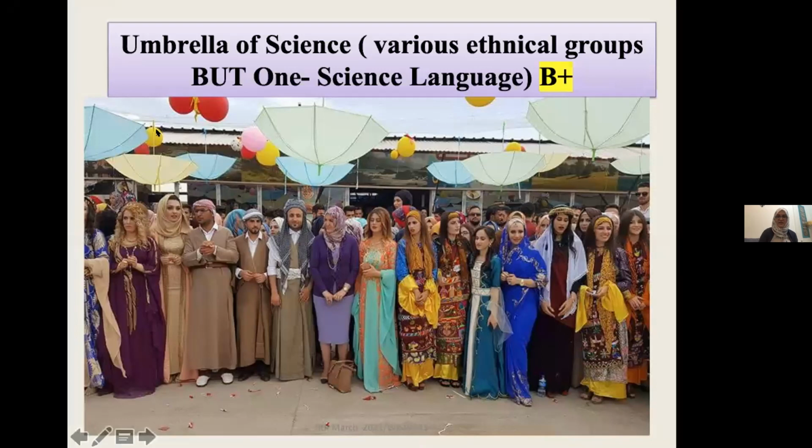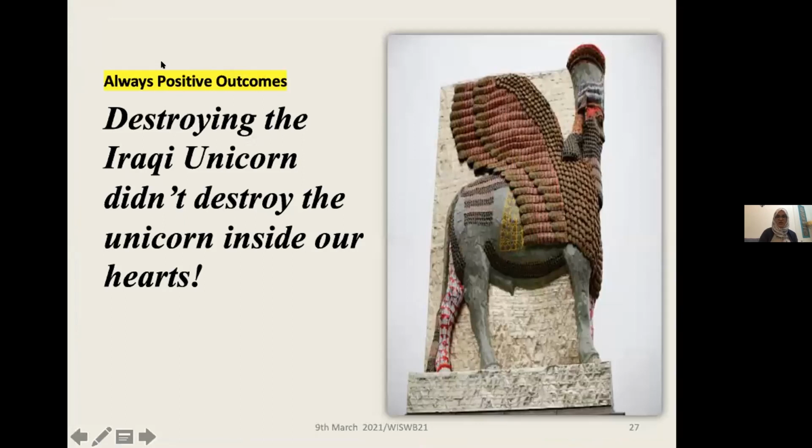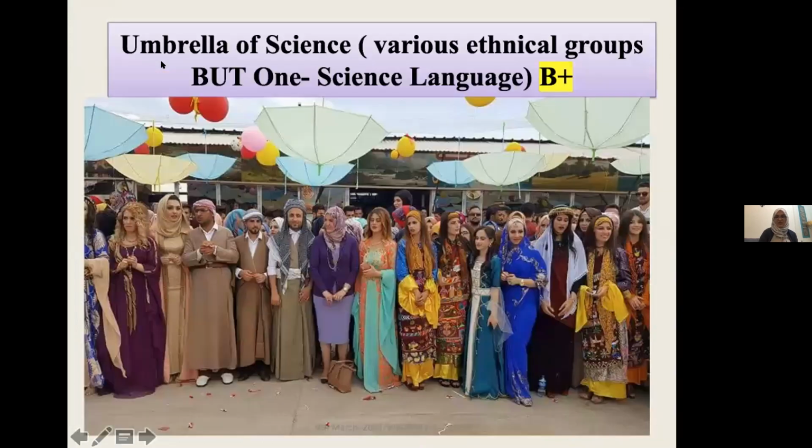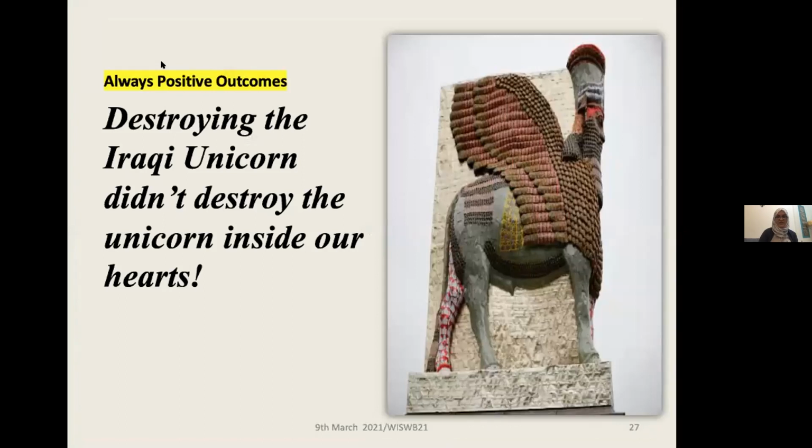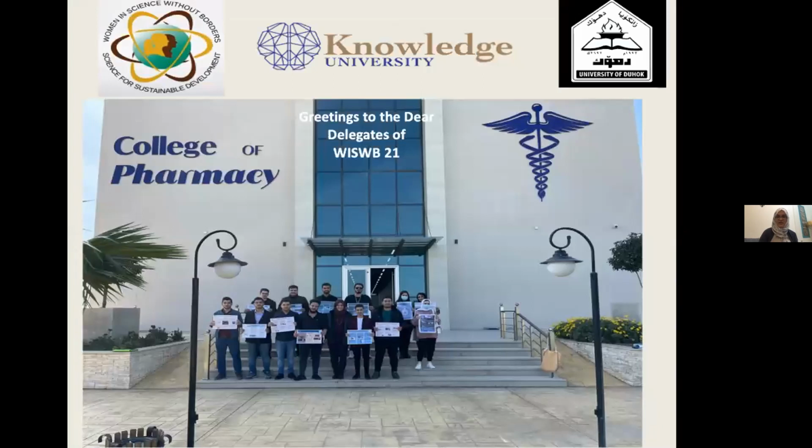As I mentioned, we always have a slogan to be positive. So the umbrella of science gathered various ethnic groups, but it was one science language. The policy that cannot gather all these ethnicities under one umbrella, we can do it through the umbrella of science. And we are looking forward to always having positive outcomes. So destroying the Iraqi unicorn did not destroy the unicorn inside our hearts. My greetings, and my students' greetings, to the dear delegates of WISB 21, and thank you all.